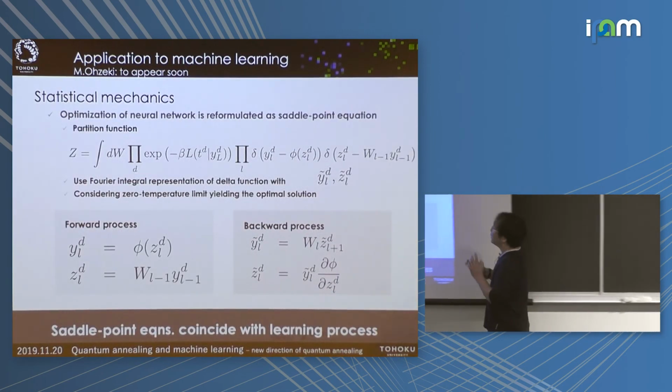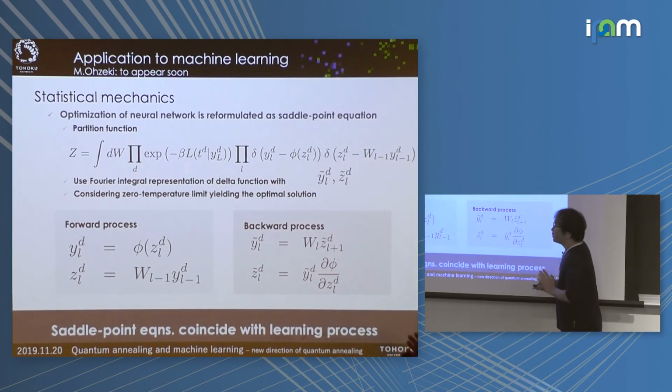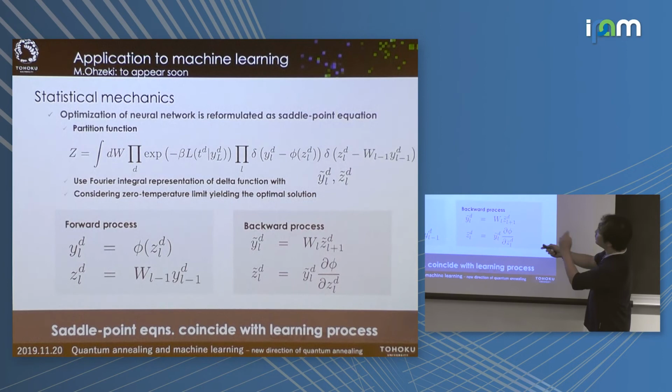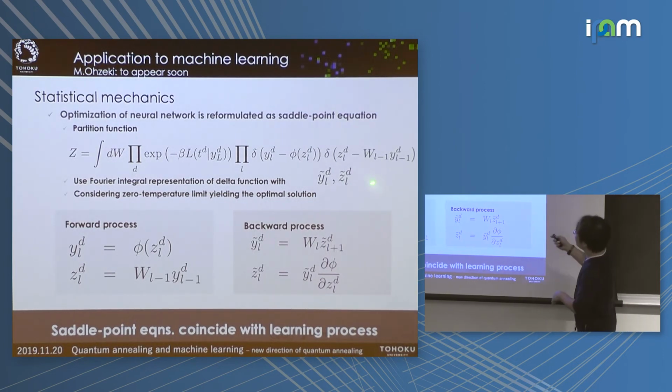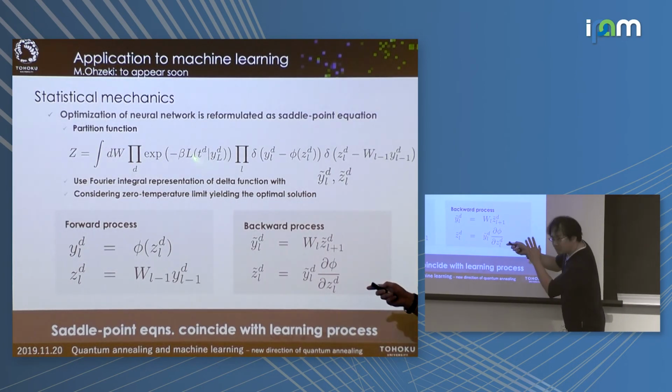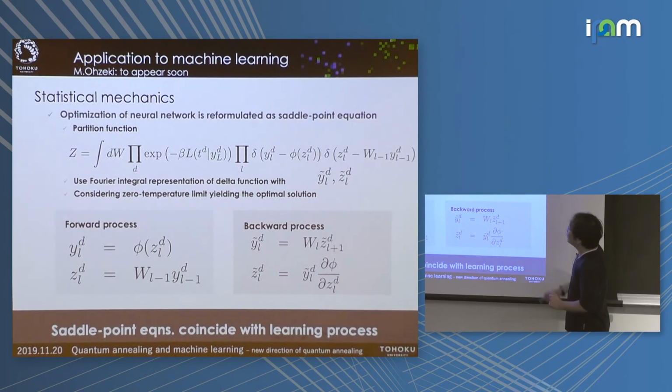Now let us reconsider the optimization problem of neural networks in terms of statistical mechanics. We consider the partition function like this. This is the cost loss function of the neural networks. And we apply the constraints, the non-linear transformation.